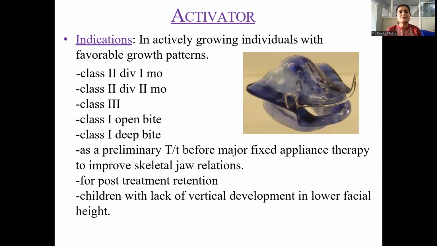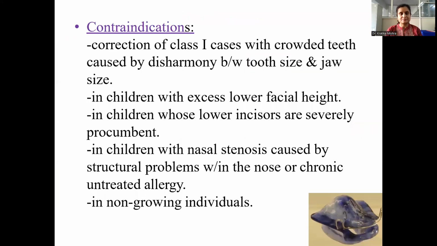The most important appliance is the activator. The activator indications are generally in actively growing patients with favorable growth patterns, that is class 2 division 1 malocclusion, class 2 division 2, class 3, class 1 open bite, class 1 deep bite, as a preliminary treatment before major fixed appliance therapy to improve skeletal jaw relations, for post-treatment retention, and in children with lack of vertical development in lower facial height.